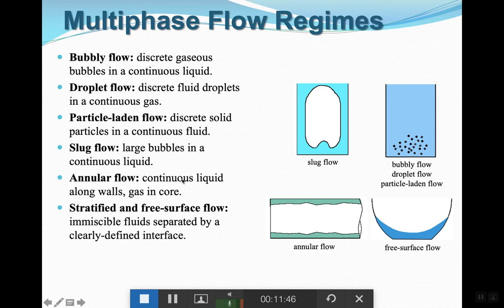The next one is stratified or free surface flow, as we call it. In a free surface flow, you basically have immiscible fluids separated by a clearly defined interface. So in here, the case is different. The fluids are not mixed. They are immiscible, so they can't mix. They are defined by a clear interface, like the water you have in a bowl, the most obvious case, or the water in the pool, or many other cases. So this is called free surface flow. Free surface flows are very important in industry and in nature, and that's why we have dedicated a full section for free surface flows, how we model them, how we simulate them.